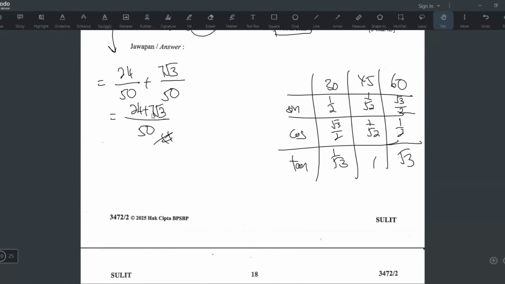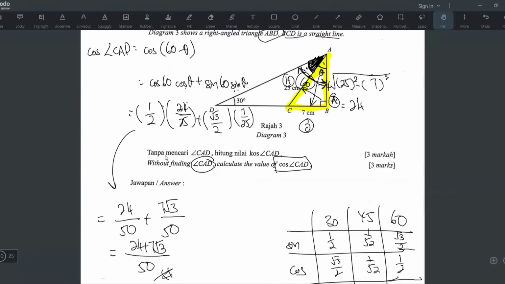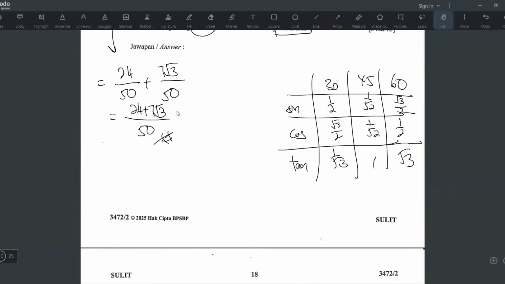24 and 7, I feel like you cannot factorize any number. Yeah, 7 is a prime number, so you can't factorize. Even if you can factorize, you have to make sure it can cancel with 50, then you factorize, right? But this cannot simplify anymore. So this is already in the simplest form. So let's move on.